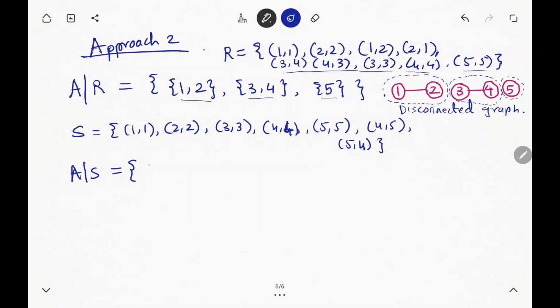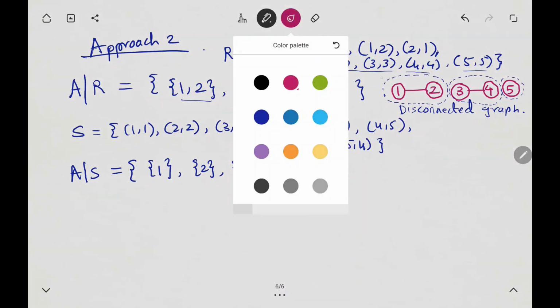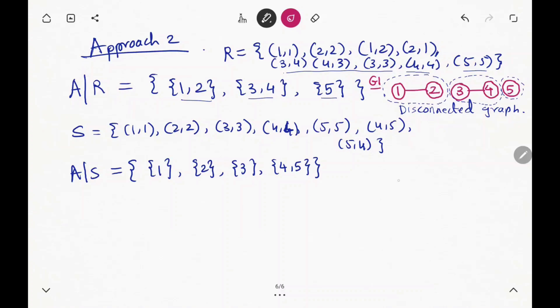Now, similarly, for the partition of A induced by S, here you can see that 1, 2, and 3 are in their own compartments, and 4 and 5 will be in a separate compartment. Again, graphically, if you denote this, 1, 2, and 3 are isolated vertices, and there is an edge between 4 and 5. Now, when we are taking union of this, we simply combine both the graphs.